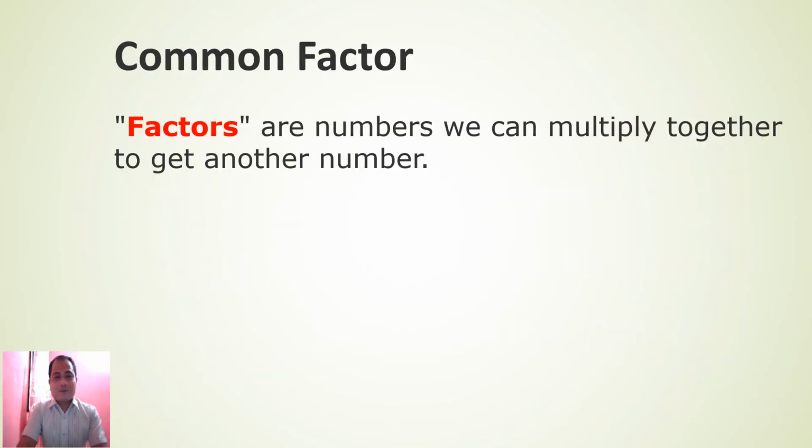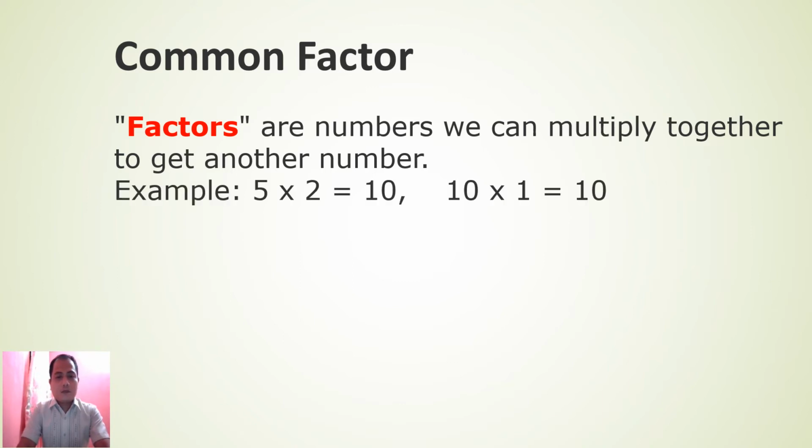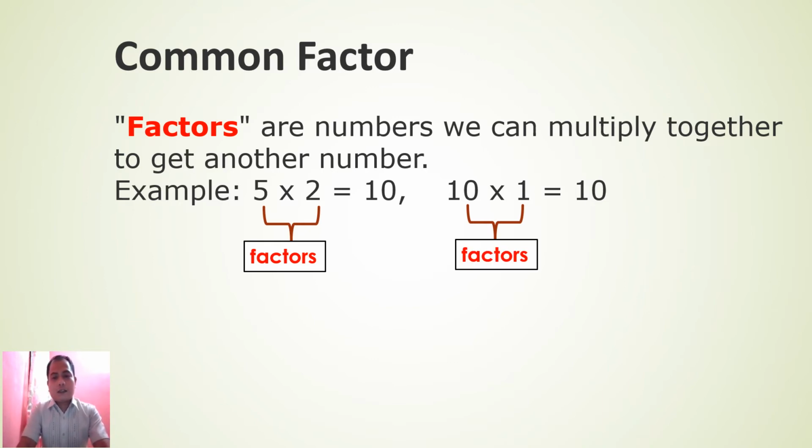Okay. Now, let's proceed to common factors. But before that, let's define first what factors are. When we say factors, they are numbers we can multiply together to get another number. Let's try, for example, 5 times 2 is equal to 10 and 10 times 1 is equal to 10. 5 and 2 are what we call the factors and also the 10 and 1. So, yung number na pinag-multiply natin to get the product is what we call the factors.